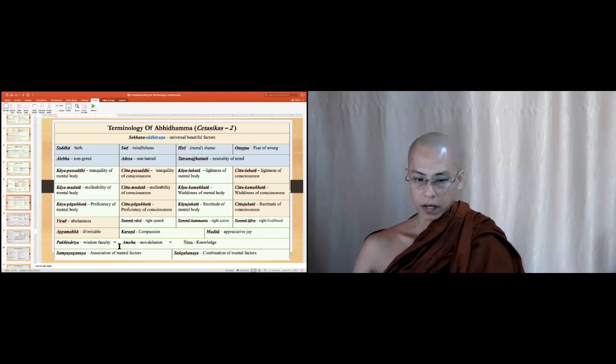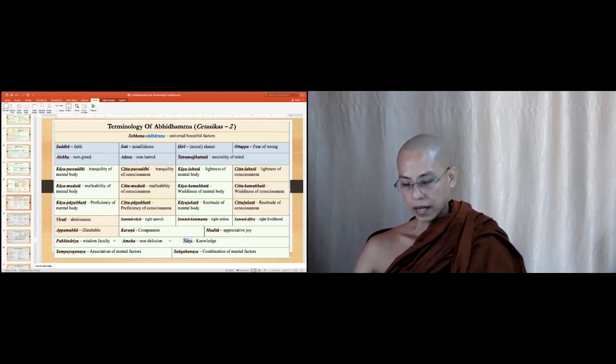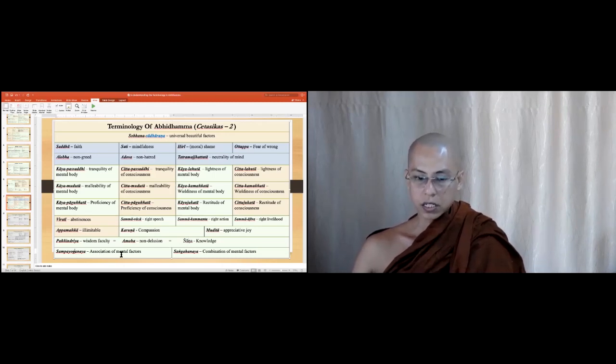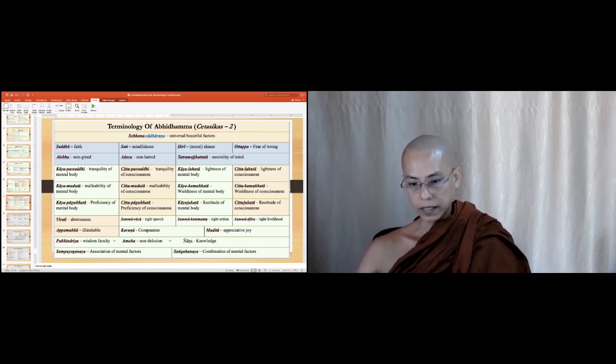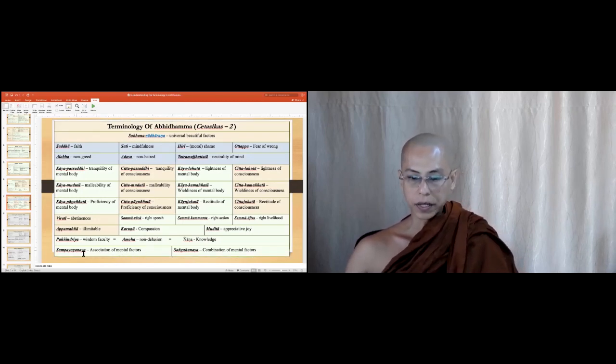Then Paññindriya, the wisdom faculty. Another term used for wisdom is amoha, non-delusion. There will not be a specific category of amoha among the 52 Cetasika, so you will see only Paññindriya, wisdom. Non-delusion and the wisdom faculty are the same. Another usage is nana, knowledge. So Paññindriya, Paññā, amoha and nana are the same. Then we will find Sampayoga Naya, association of mental factors, and Sangaha Naya, combination of mental factors. These two usages will be clear when we study the Cetasika.